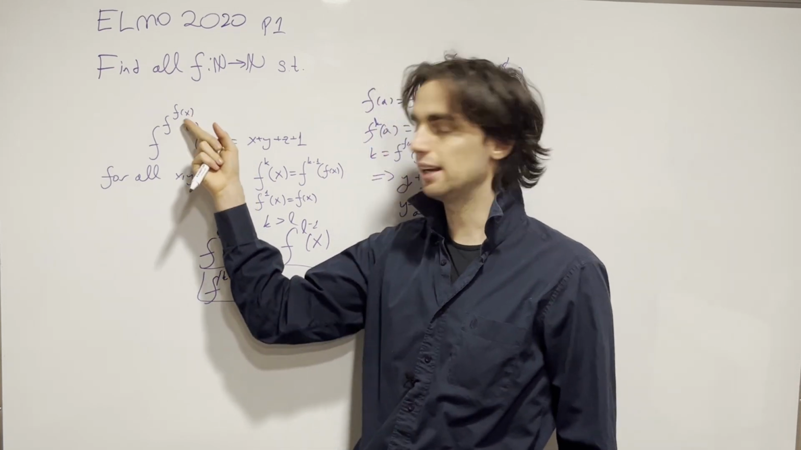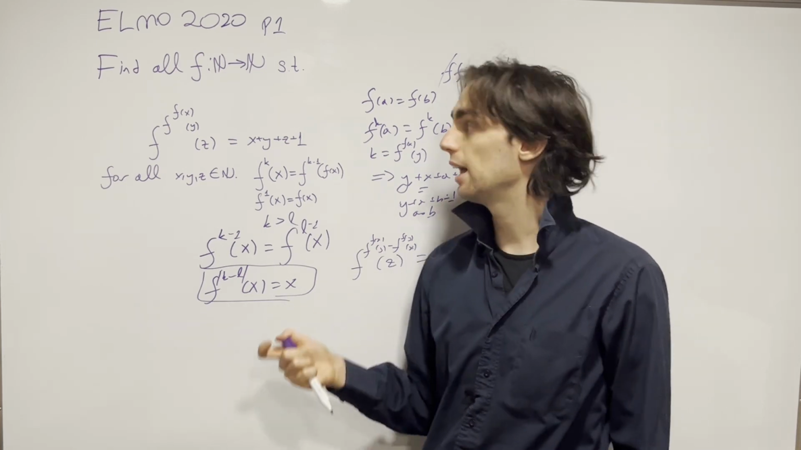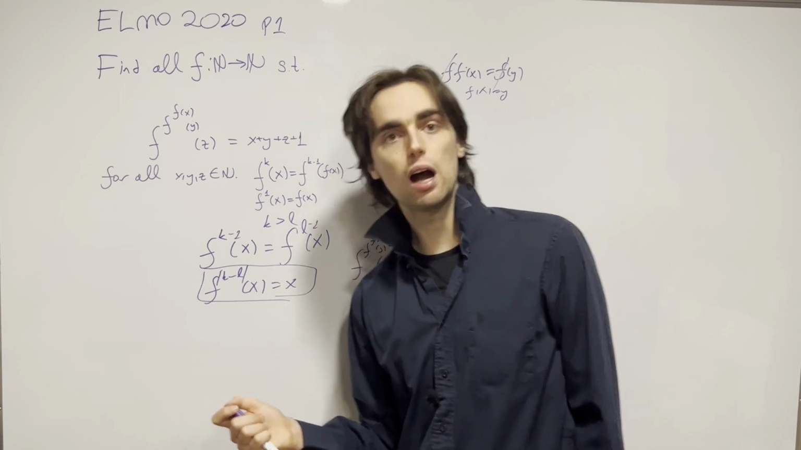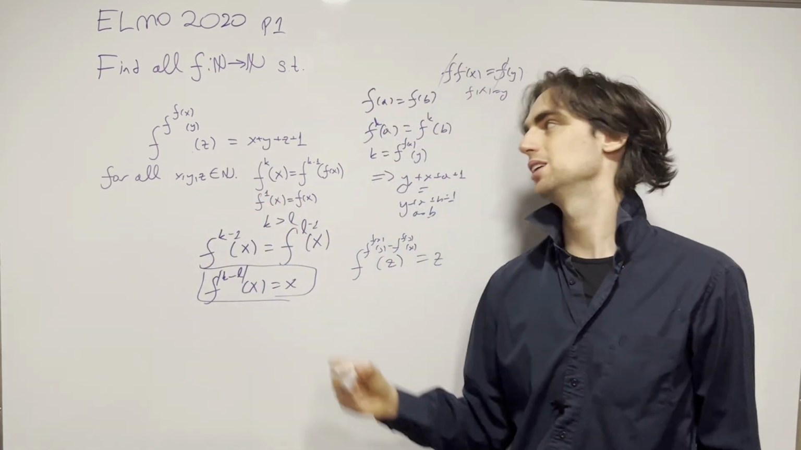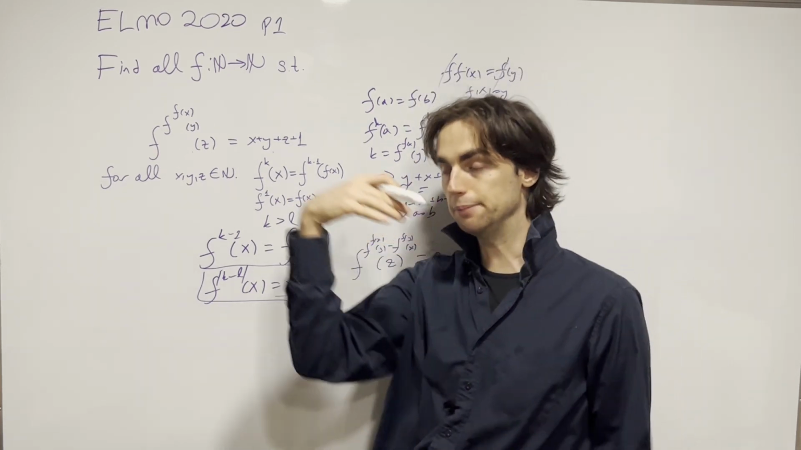Then I'll have f(y) applied x times. I'll have a y applied x + 1 times. And that will give me y + x + 1. And then I'll have this applied y + x + 1 times. And that will give me x + y + z + 1. That's sort of the idea.